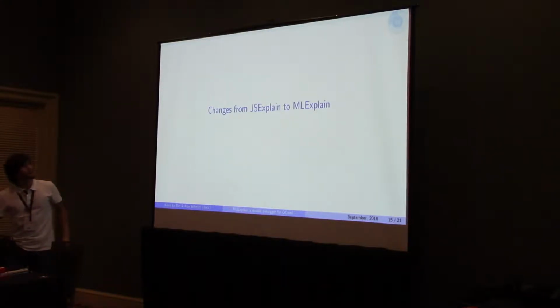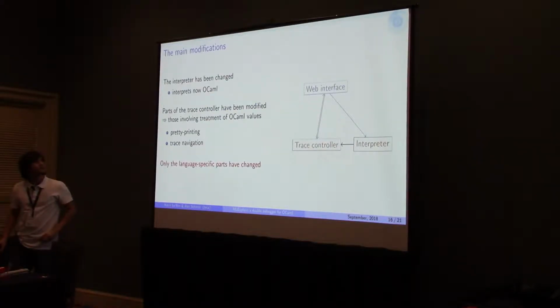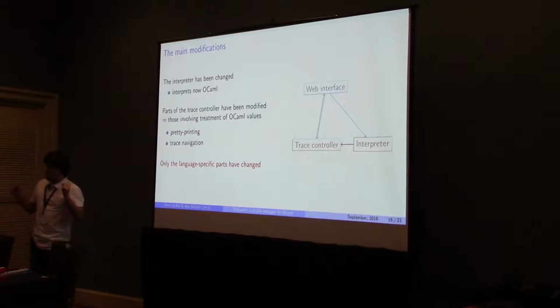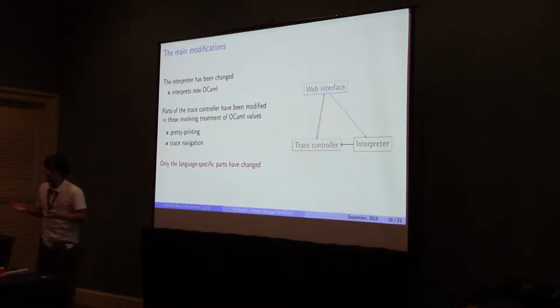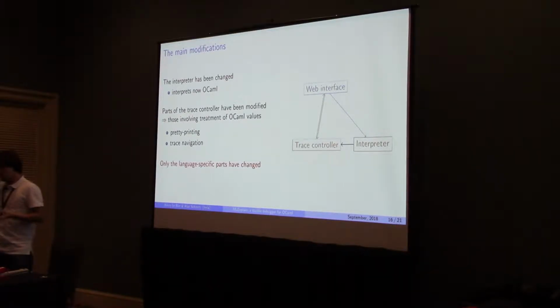So at first we had JSExplain, and what did we have to change to obtain MLExplain? The main modifications are the interpreter, because we don't want to interpret JS anymore, and only some parts of the trace controller, and these are the parts that handle OCaml values. So we have the pretty printing and the trace navigation. To sum it up, only the language-specific parts of the system have been changed.